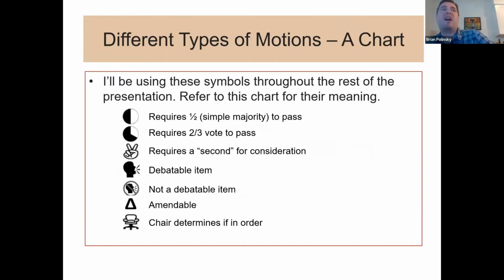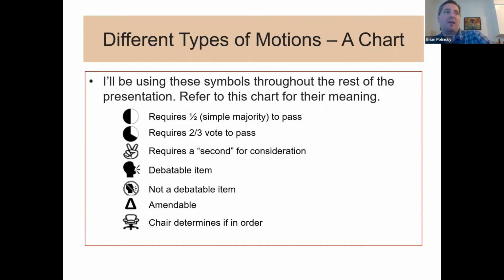So there are different types of motions that can be made. What I have are actually certain symbols that I think are going to be useful when we're talking about each type of motion. I'm going to be using these symbols throughout the remainder of the PowerPoint presentation. And so you'll see these throughout. You can always refer back to this slide when we're talking about what these symbols mean. So these symbols, I'll use them every time I'm talking about a particular type of motion.